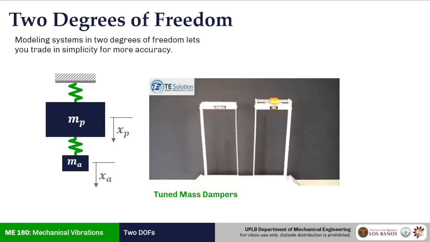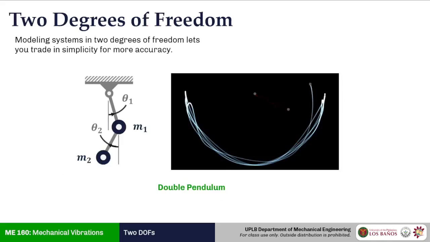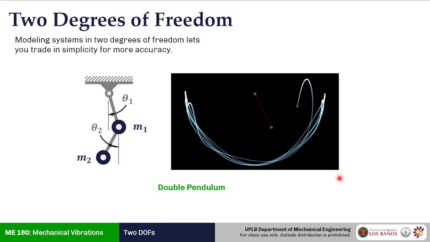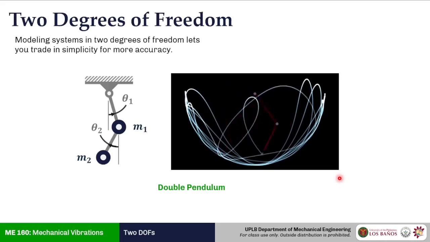Another system that cannot be modeled in single degree of freedom but only in 2 degrees of freedom is the double pendulum. The double pendulum is actually quite well known in mathematics for being an entirely chaotic mess. If you see here, this is an animation of a double pendulum that is not undergoing a small angular displacement. And the problem here is that there currently is no analytical solution for the behavior of a double pendulum.